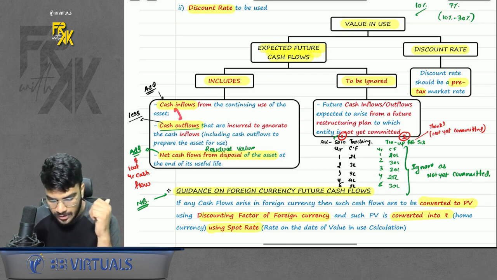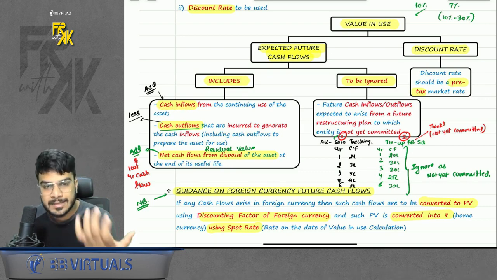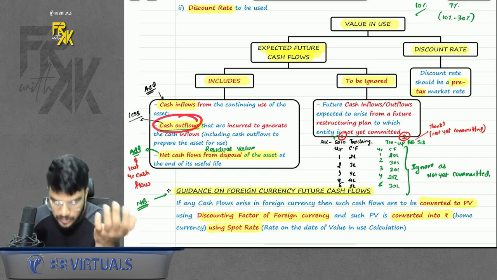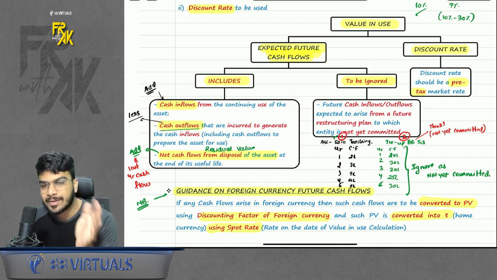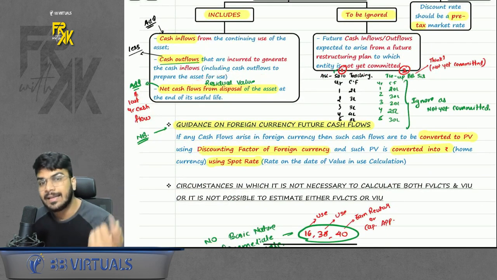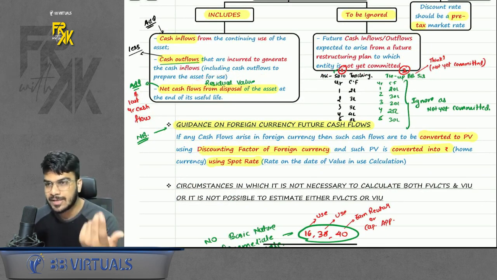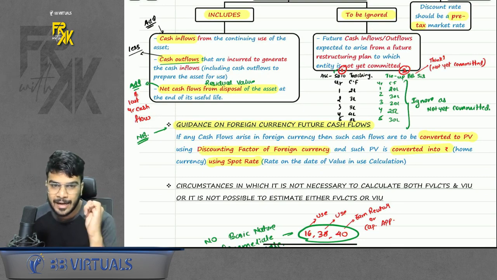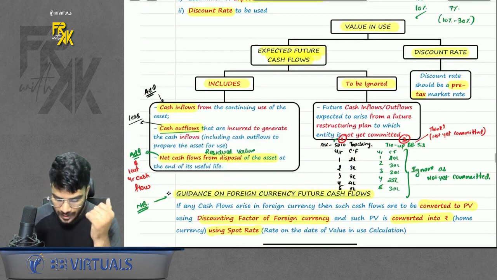Sometimes, to generate these inflows, you also have to incur some outflows. If there are any outflows, you will deduct them. Don't worry, this will be given in the question. Apart from this, if there is any residual value, you will add it in the last cash flow, because if you are using the asset, you will sell it for scrap only at the end of its life. So these are the cash flows.